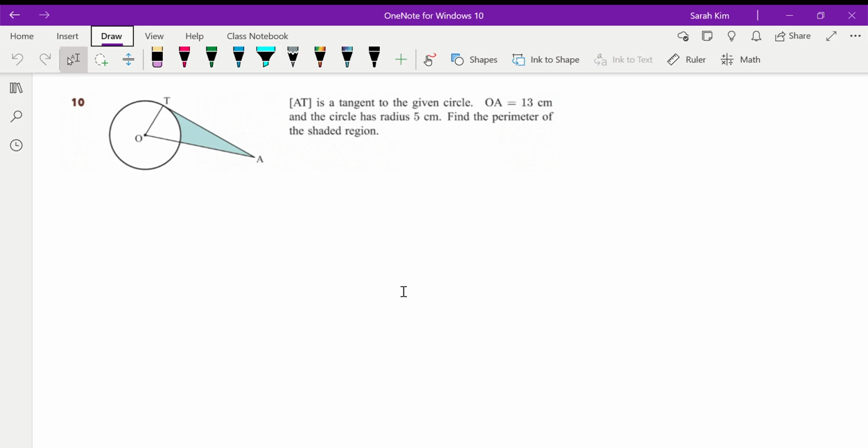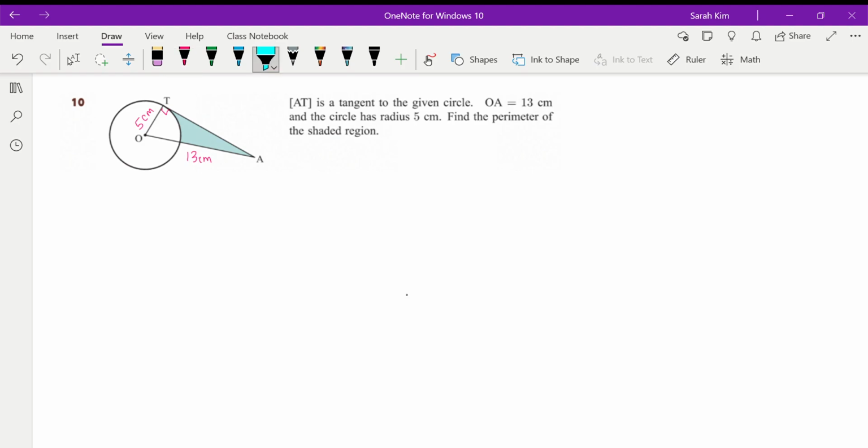AT is a tangent to the given circle. What that means is it's a perpendicular line. OA equals 13 centimeters, and the circle has a radius of 5 centimeters. Great. Find the perimeter of the shaded region.